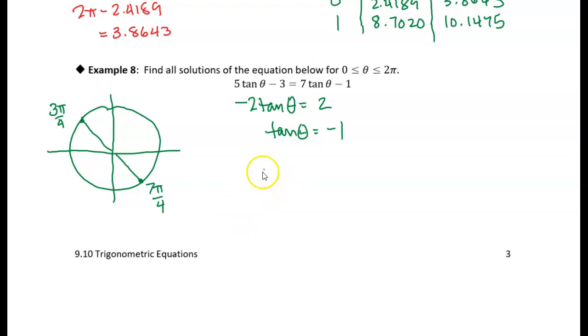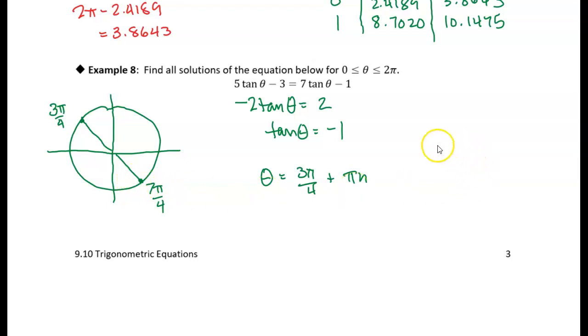If I wanted all the solutions, I would get 3 pi over 4. Now notice that the period of tangent is pi. So if I wanted to write all the solutions, I could just write pi n. I don't have to have both 3 pi over 4 plus 2 pi n, and 7 pi over 4 plus 2 pi n. Those will give me the same solutions, but you can see that they're always opposite each other, because the period of tangent is pi.